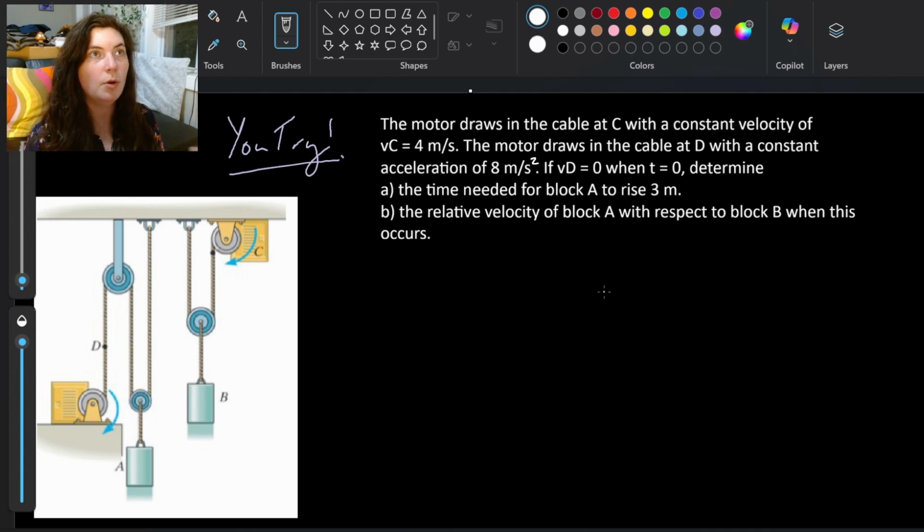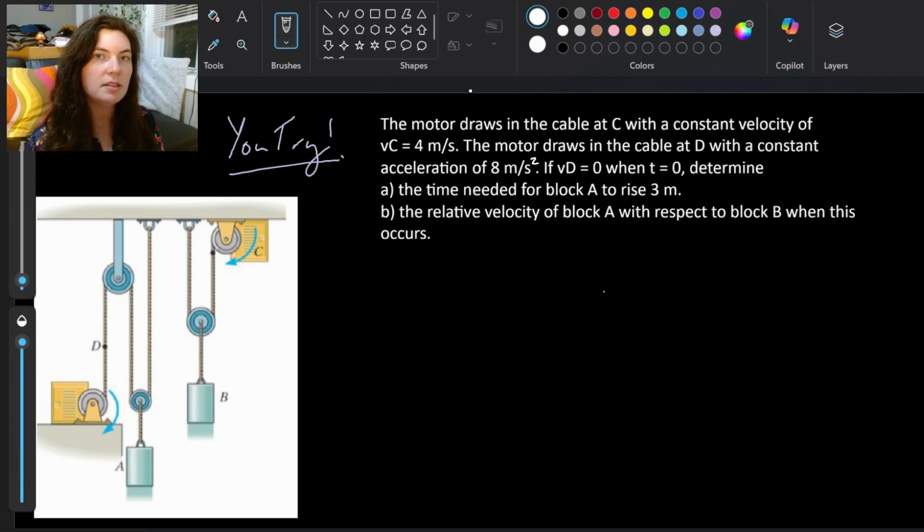Here we've got a motor that draws in a cable at C, that's over there on the right side, with a constant velocity of 4 meters per second. The motor at D, our lower left corner, draws in the cable at D with a constant acceleration of 8 meters per second squared. If v_D equals 0 at time 0, determine A, the time needed for block A to rise 3 meters, and B, the relative velocity of block A with respect to block B when this occurs.